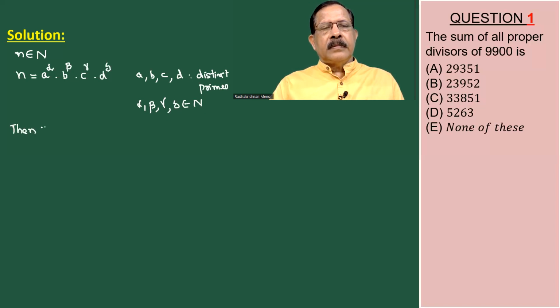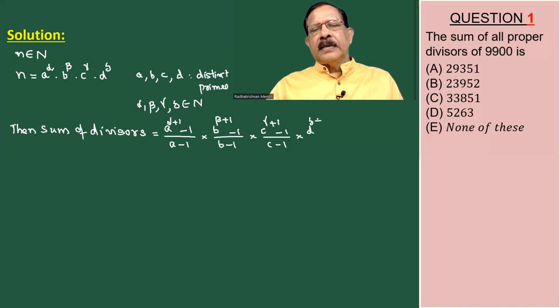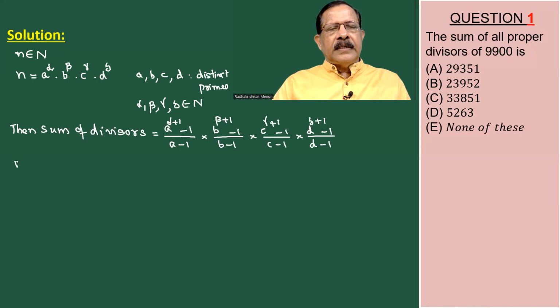Then the sum of divisors is equal to (a raised to alpha plus 1 minus 1) divided by (a minus 1) into (b raised to beta plus 1 minus 1) divided by (b minus 1) into (c raised to gamma plus 1 minus 1) divided by (c minus 1) into (d to the power delta plus 1 minus 1) divided by (d minus 1), etc. So this is the result. This you should remember.